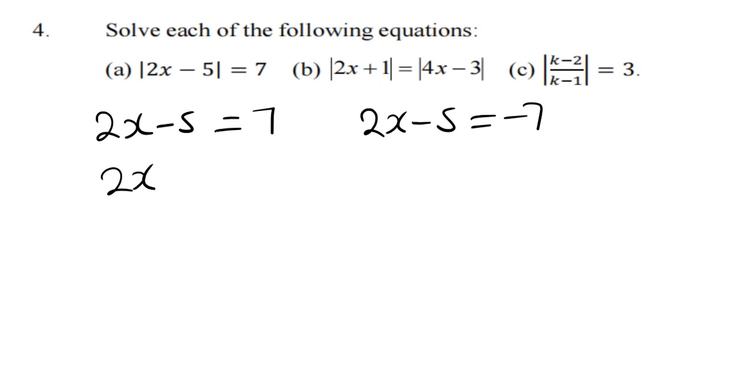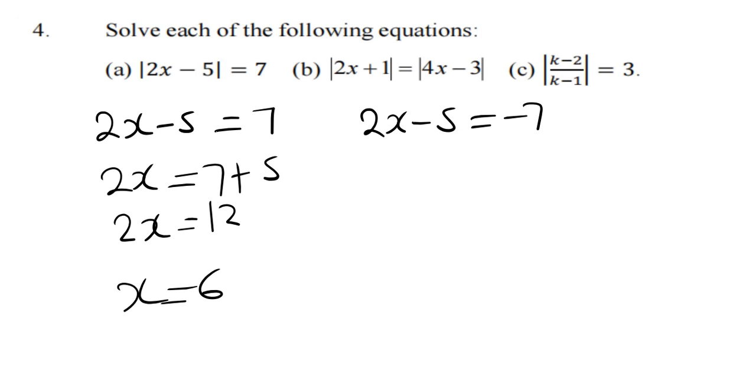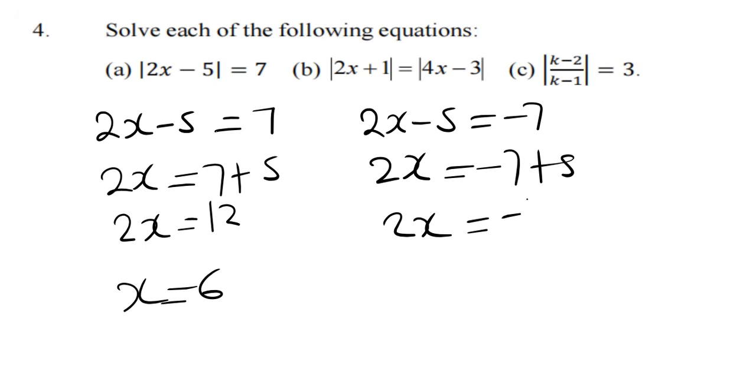So I'm going to have 2x is equal to 7. I take the -5 to the other side, it's going to be +5. So 2x is equal to 12. So in this case x will be equal to 6. I come to the other side, I also do the same. 2x is equal to -7 plus 5. So 2x is equal to -2. So the value of x here is going to be -1.